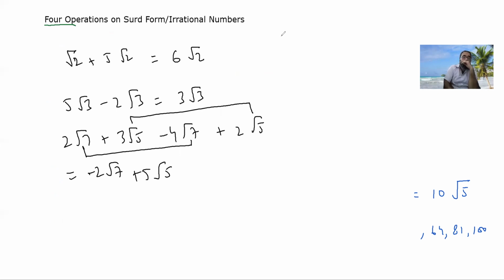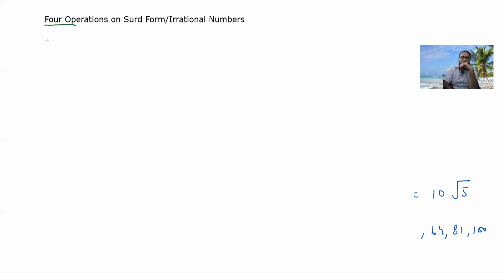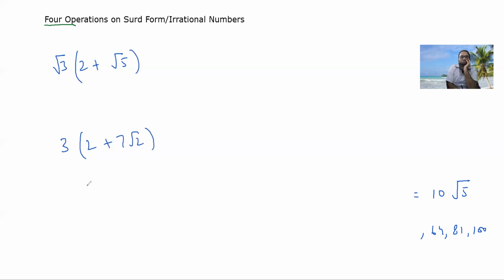Next thing is how to multiply them. How do we multiply them? For that purpose, just look at this. Suppose you have to multiply, let's say you have √3 times 2 plus √5, or let's say you have 3 into 2 plus 7√2, or let's say you have √2 minus 1 times √3 plus 4. So look at this.